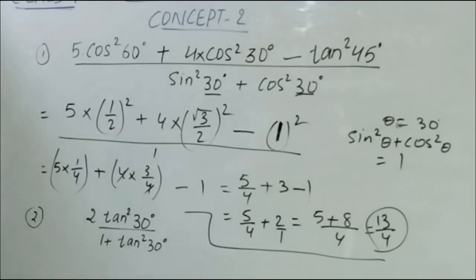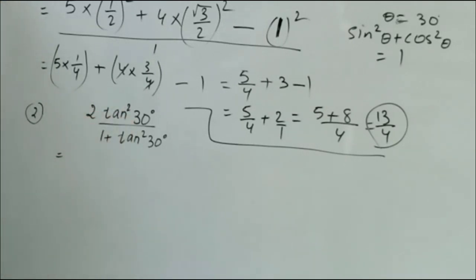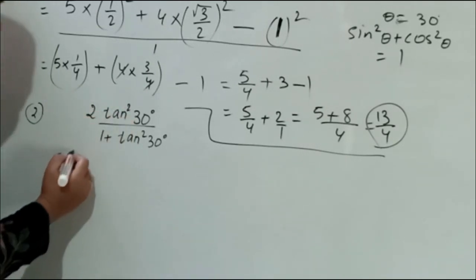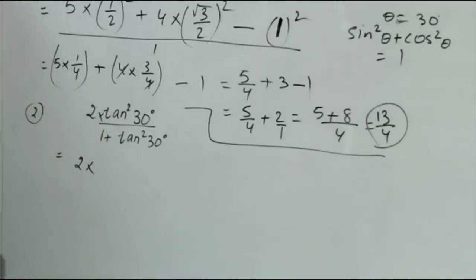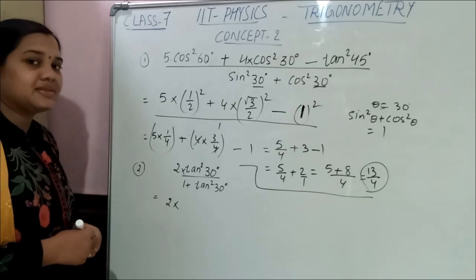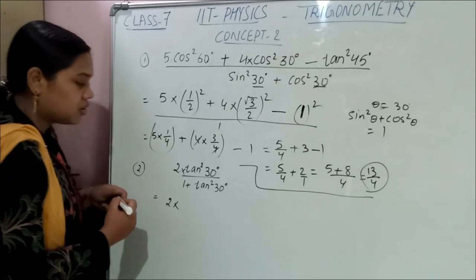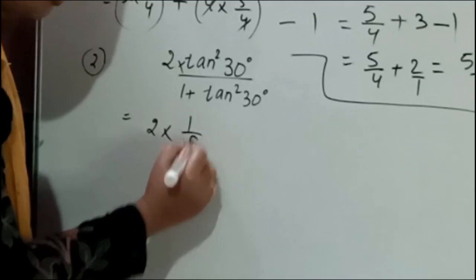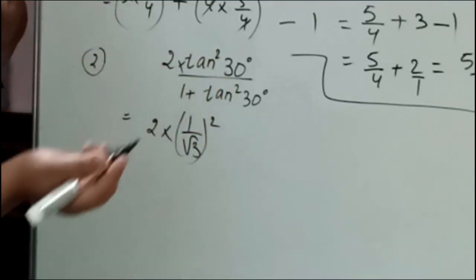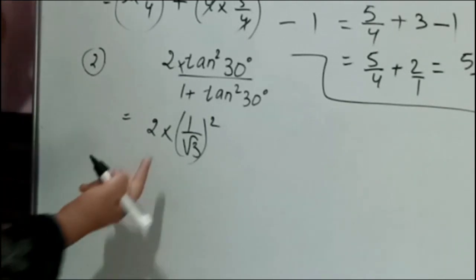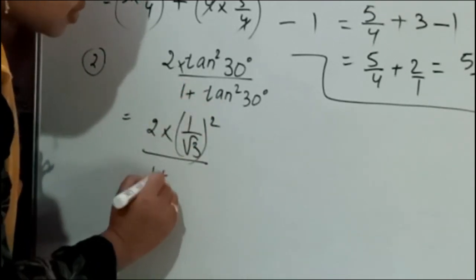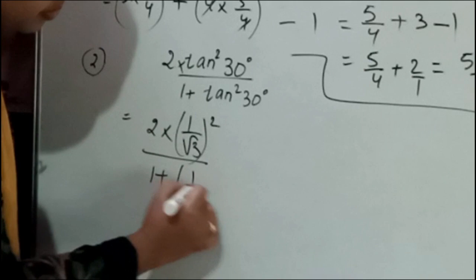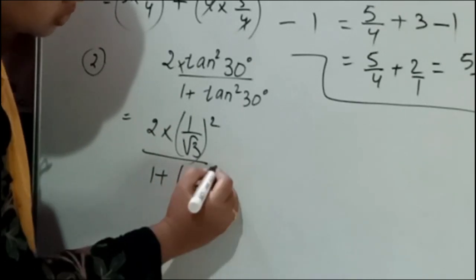Now see, children, what is the second question? The second question given: 2 into tan square 30 plus 1 plus tan square 30. 2 into tan 30 whole square. Tan 30 how much? Tan 30 is equal to 1 by root 3. So 1 by root 3 whole square. Tan square 30 means tan 30 whole square. So tan 30 value is 1 by root 3 whole square, whole divided by 1 plus tan square 30, the same 1 by root 3 whole square.